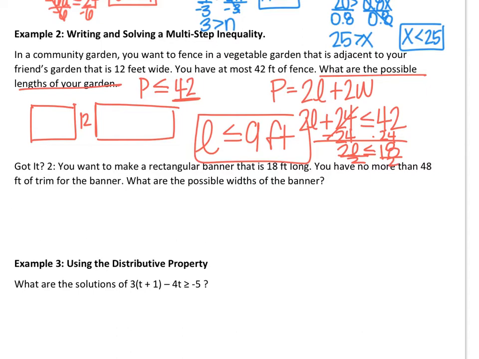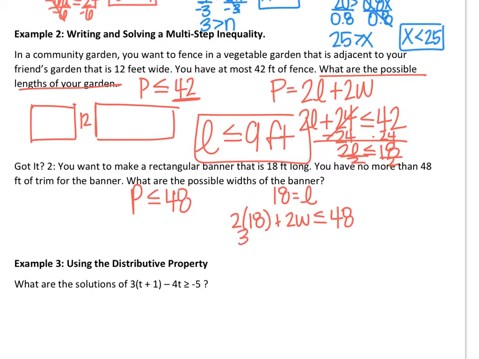Got it, number 2. You want to make a rectangular banner that is 18 feet long. You have no more than 48 feet of trim for the banner. What are the possible widths? So trim is also going to be perimeter. So my perimeter has to be less than or equal to 48. The banner is going to be 18 feet long. So 2 times 18 plus 2 times the possible width has to be less than or equal to 48. 36 plus 2w is less than or equal to 48. Solve that on your own. Pause the video and I'll give you the answer in just a second.